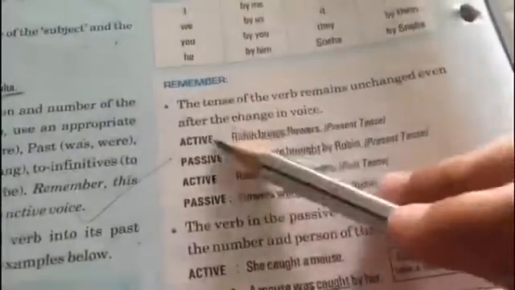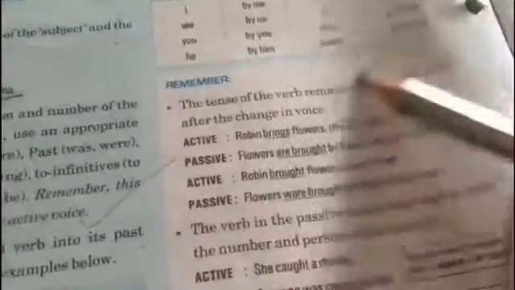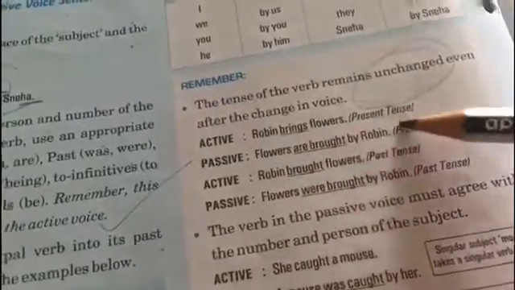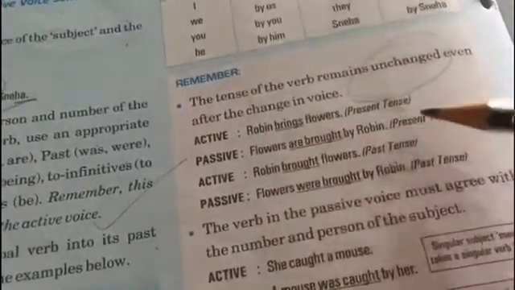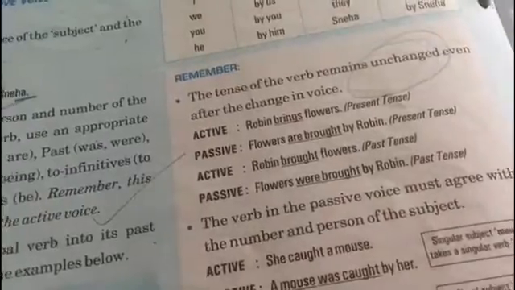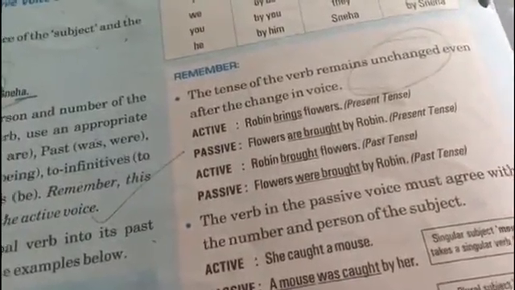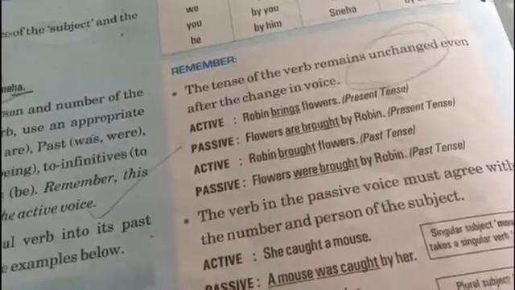One thing you have to remember, the tense of the verb remains unchanged even if the voice is changed. Robin brings flowers. If it is in present, flowers are brought by Robin. It will be in present tense only. Only if your sentence is in past tense, then it changes. But if it is in future or present, then it will not change.